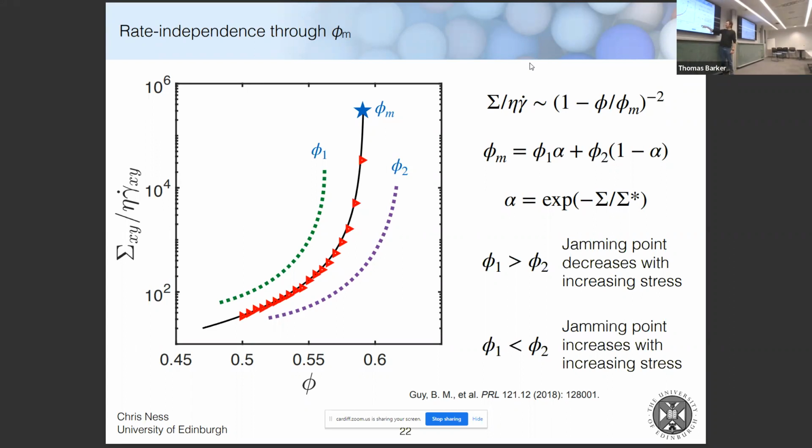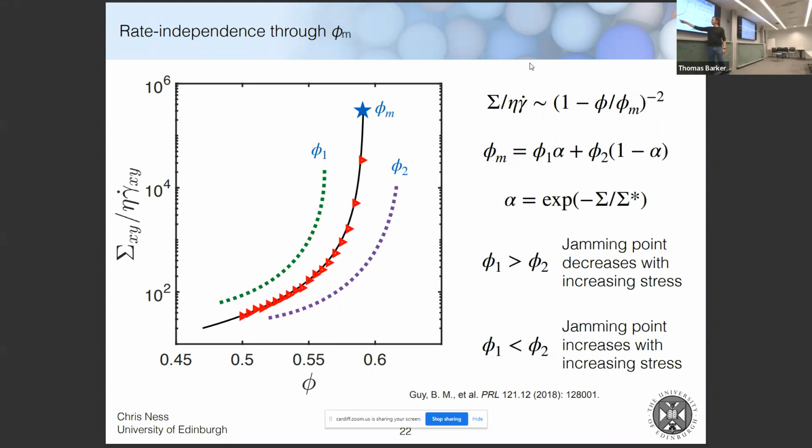So if phi 1 is smaller than phi 2, that means that the jamming point, which is where the viscosity diverges, will increase as we increase the stress in the system. So you have your viscosity as a function of the volume fraction set by this green line, but as you increase the stress, the green line will shift to the right until it lands on the purple line.